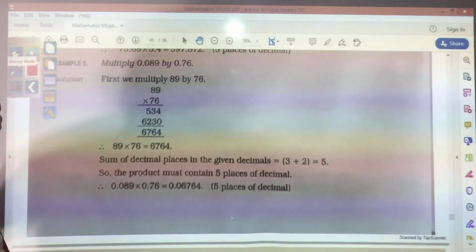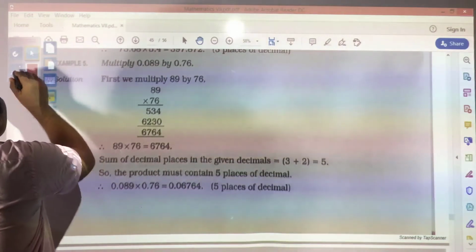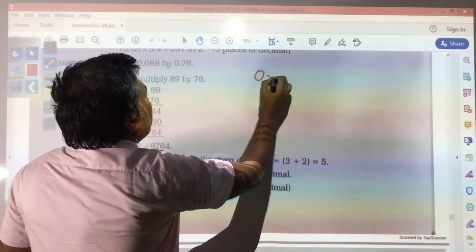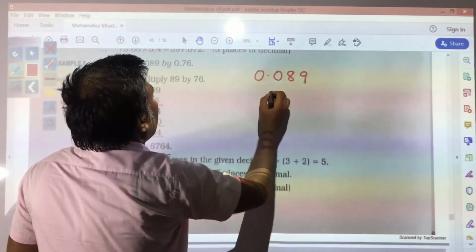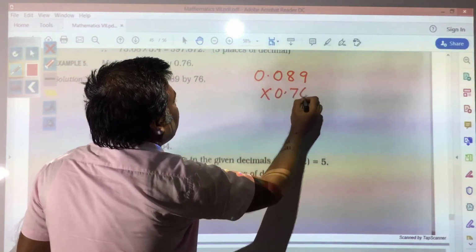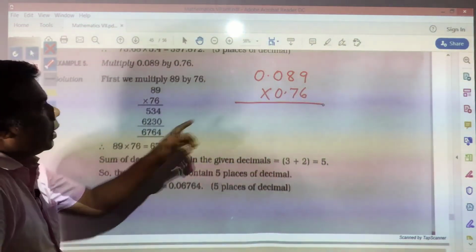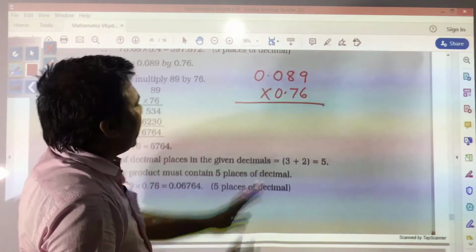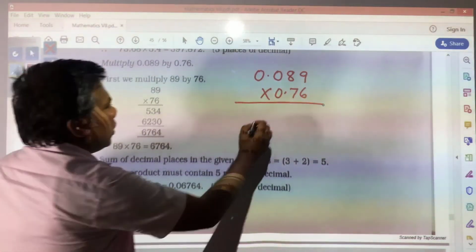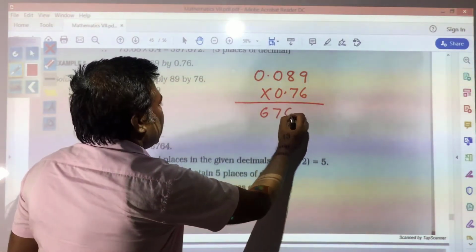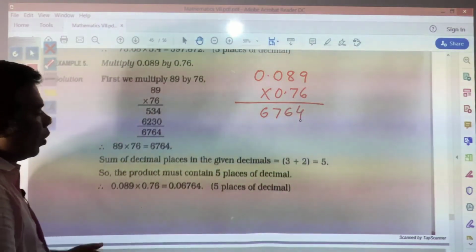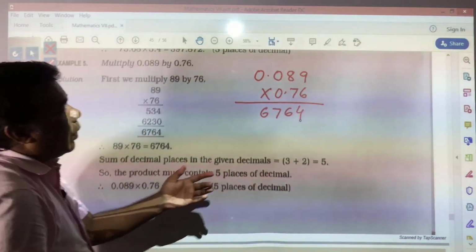Next you have to multiply 0.089 and 0.76. Again the same thing is required to be done. Without the decimal you multiply the numbers. So, you have got 6764. Now, where is the decimal point required to be put?